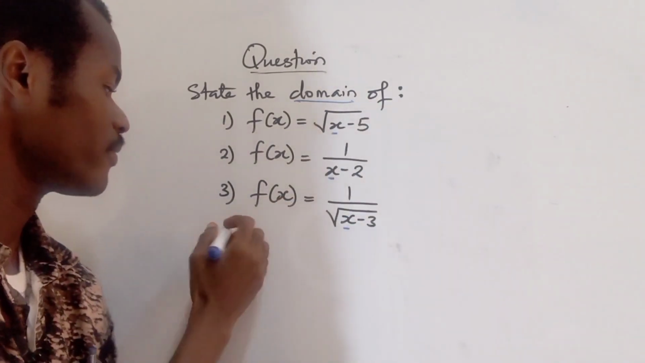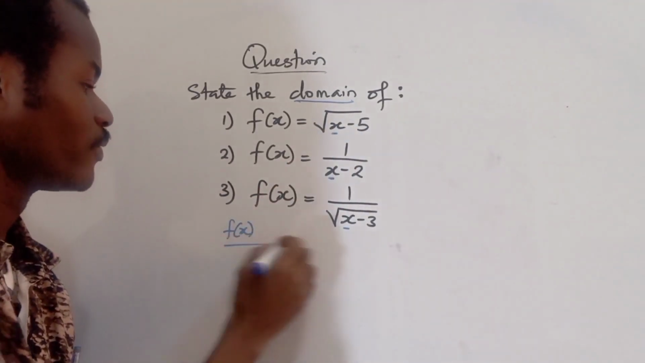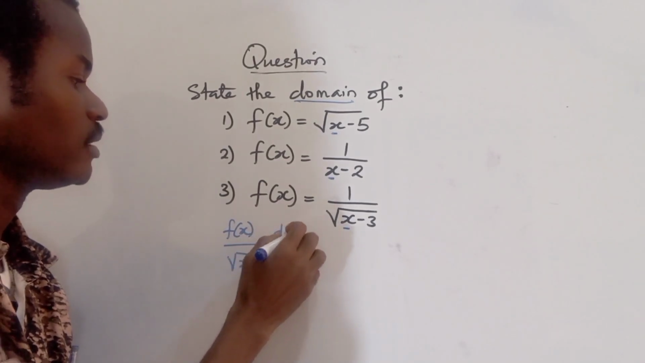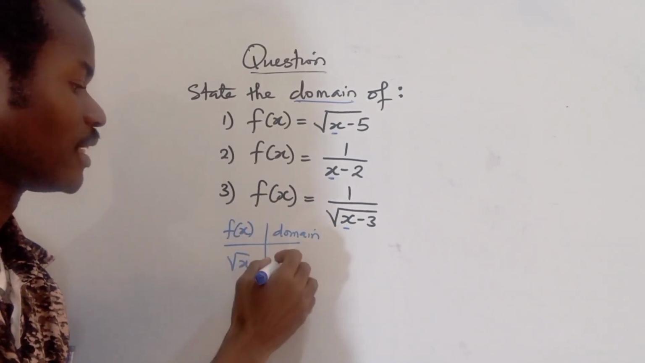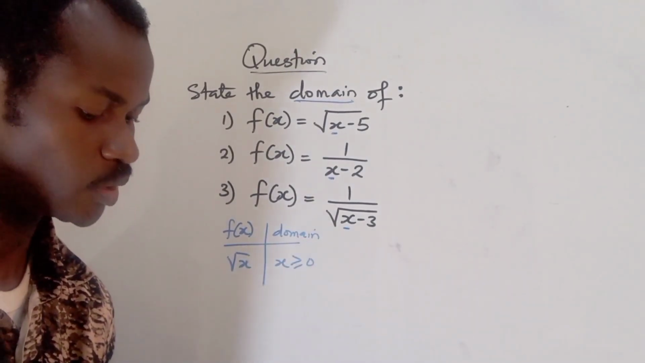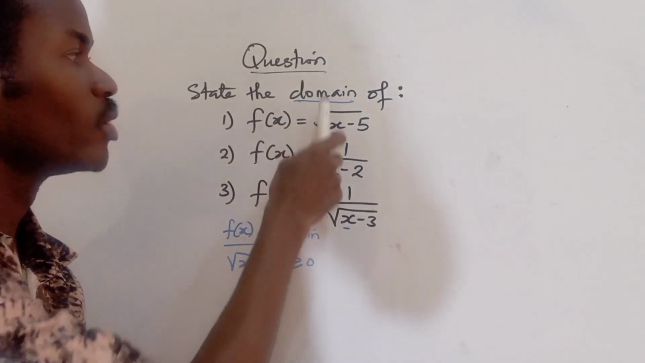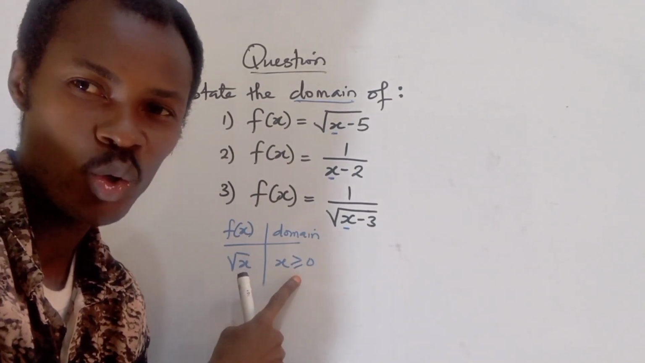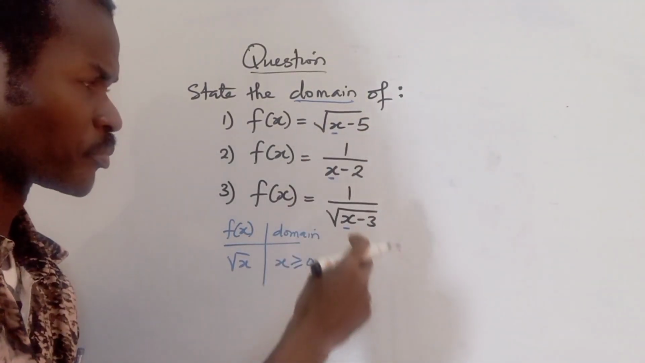Now, when you have a function like this, say the function you have is the square root of x, your domain is such that you simply say x is greater than or equal to 0. So whenever you have square roots, you want to use the greater than or equal to sign. All right, so we find the domain here.